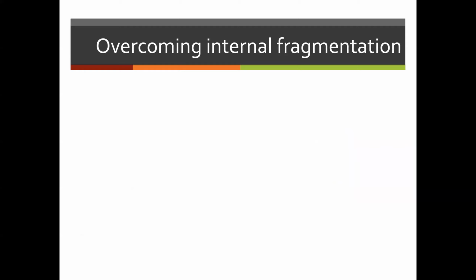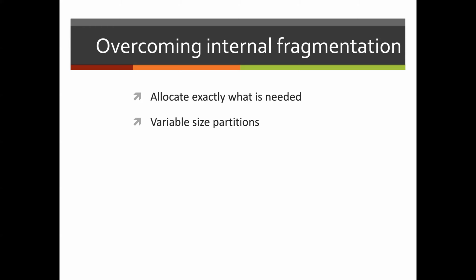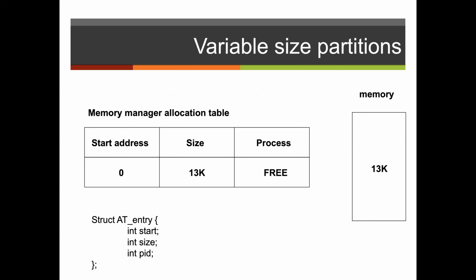So how exactly can we overcome internal fragmentation? We want to be sure that we can allocate exactly what is needed. We want to be able to represent things using appropriate variable size partitions as well. And so how can we accomplish this?